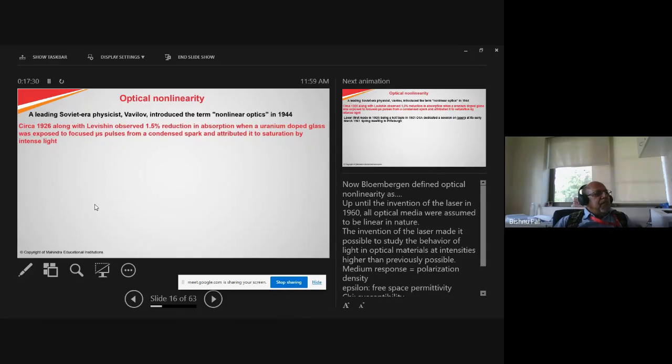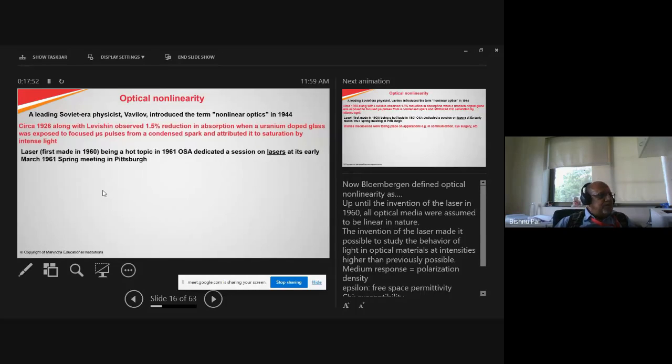Because the intensity of the light was very high, it got saturated in terms of absorption, and there is no further absorption taking place even though you continue to shine the light. So as a result, he thought that this high intensity light has some effect on the optical properties of the medium.